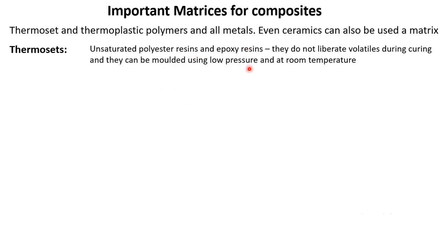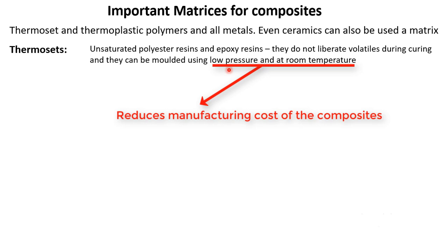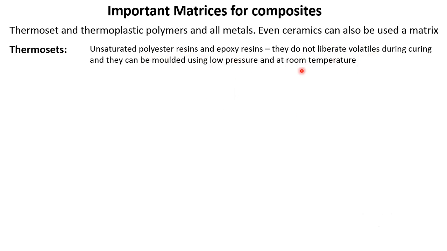Also, these two resins can be molded at low pressure, that means normal atmospheric pressure, and at room temperature. So even at room temperature they can cure. You can initiate the curing process by adding hardener. So these properties of epoxy and polyester resins give much advantage compared to other thermosets.